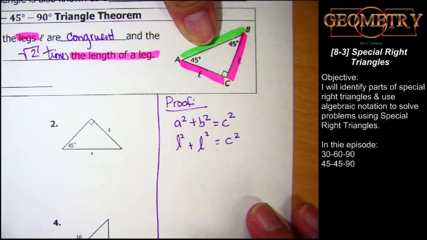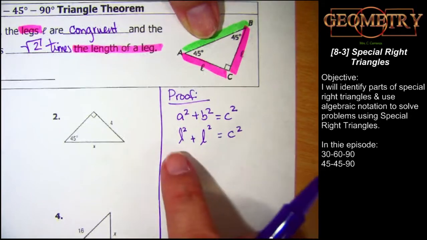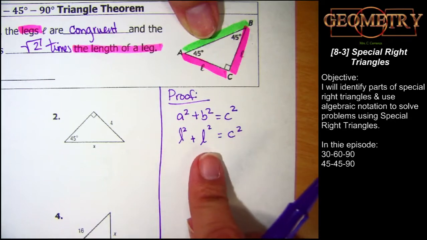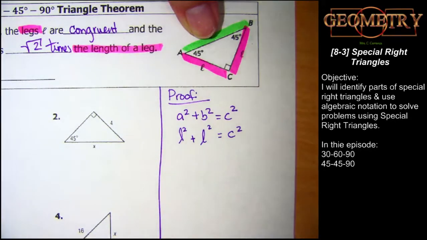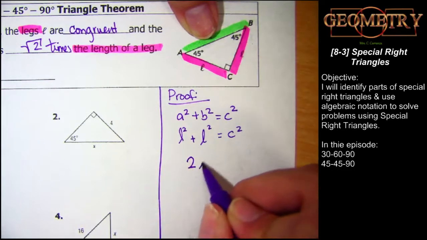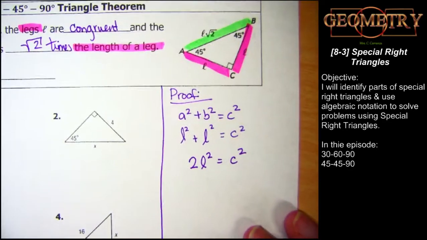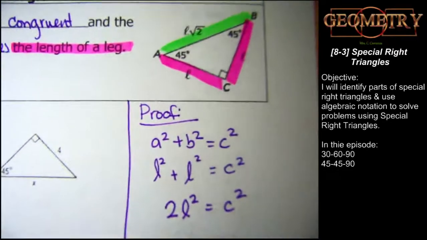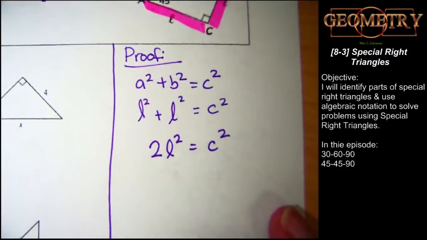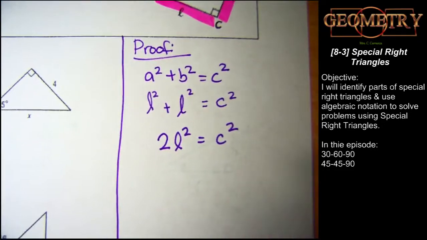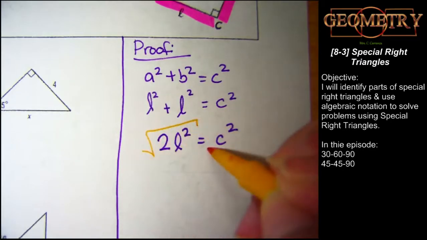Are we okay with that? All right, so now I have 1 L squared and 1 L squared for a grand total of? How many L squares do I have? 2. So I'm going to write 2 L squared. Now, I'm interested in the value of the hypotenuse, which is just the value of c. So how do I undo a square power? Take the square root. Beautiful. So I'm going to take the square root of both sides.